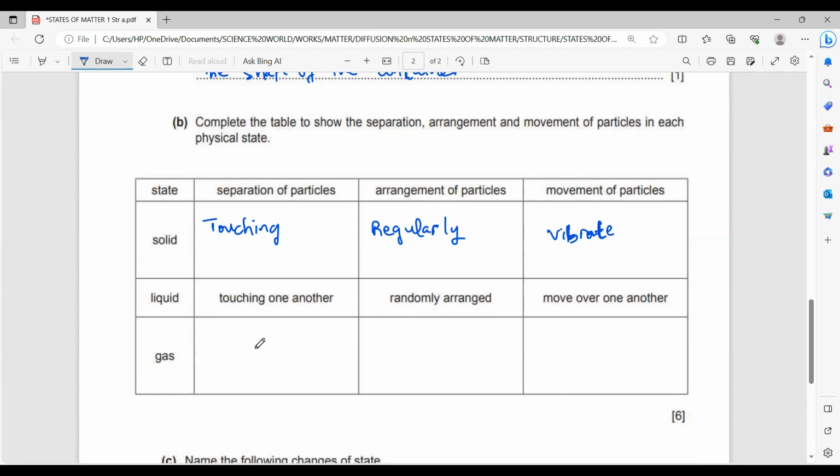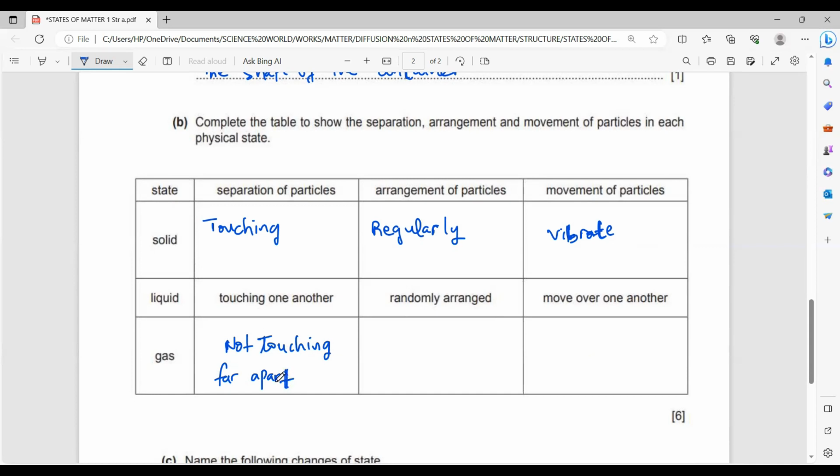Now, for gas particles, what about the separation of particles? Separation is that they are not touching. The particles are not touching. Another student would say that the particles are far apart. They are far apart.